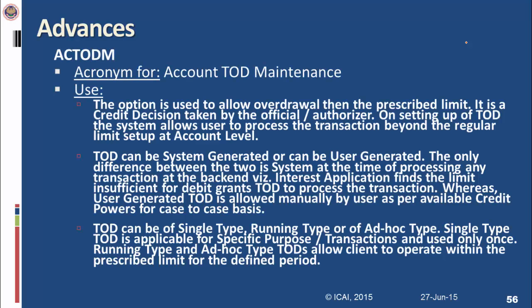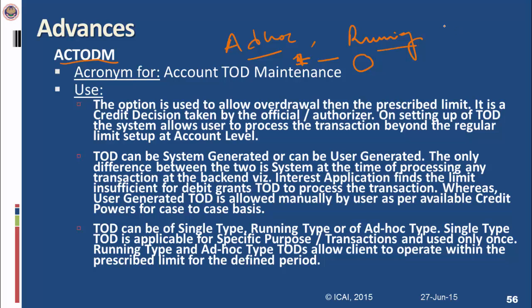ACTODM, that is account TOD maintenance. As we have discussed, the limit can be set up through LNDI, and SRM also in a small limit setup. Another type of limit setup is account TOD maintenance, the temporary overdrawal maintenance. That is not for a permanent limit, it is for a temporary purpose only. ACTODM has two parts: ad hoc limits and running limits. An ad hoc limit is sanctioned for, let's say, a day. After the completion of the day, the limit will be set as 0.